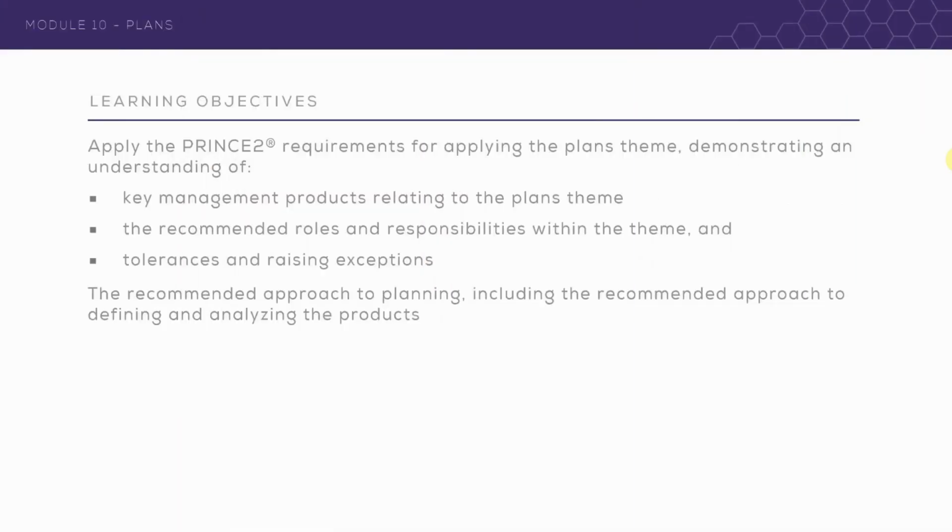Again, we're going to do a key concept recap before we look at the management products associated with the theme and, importantly, the roles and responsibilities that relate to plans. Now, you'll remember we've discussed previously the planning horizon. This is something that you have to really understand in terms of the different types of plans and levels. So the planning horizon is the time distance into the future where you are able to plan accurately.